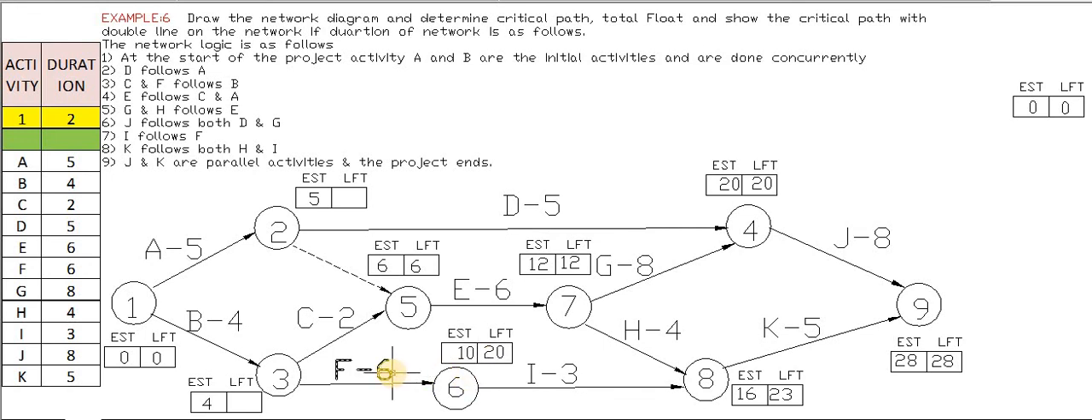So 14 is the maximum, we have to take the minimum. So we will take this LFT as 6. So 6 minus 2, that is 4. The minimum LFT value we will take as 4.